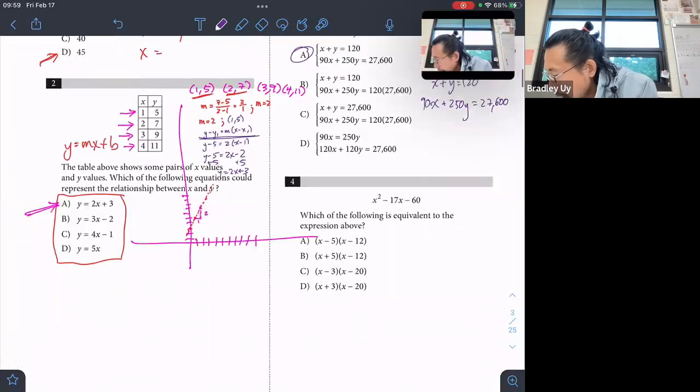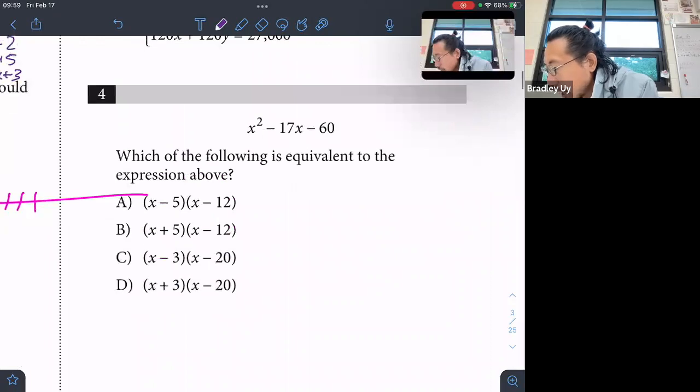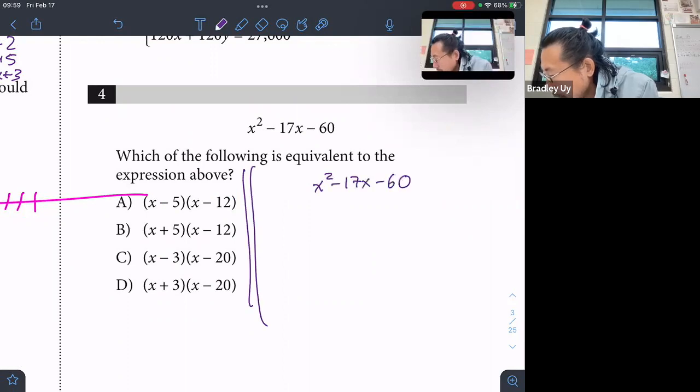This is a great question, I thought, by the College Board. Typically, when you factor a quadratic trinomial, it is reverse FOIL. FOIL involves multiplying if you're given a binomial. Let's say it's x plus a times x plus b.